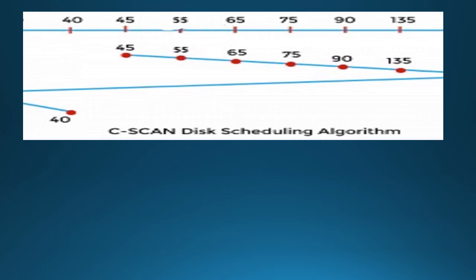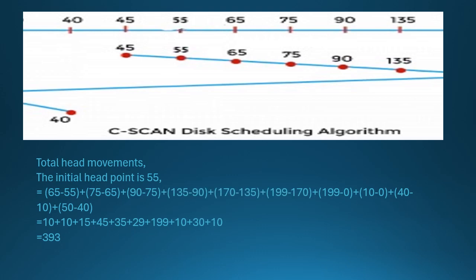Graph for the given example. So for the total head movements, the initial head point is 55, and when we calculate, the result is 393.